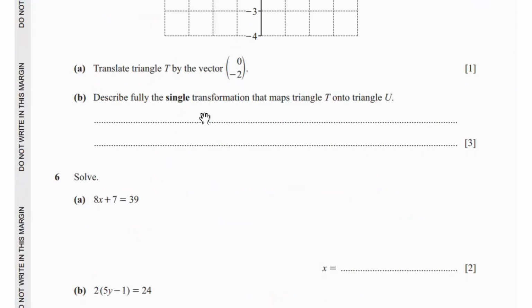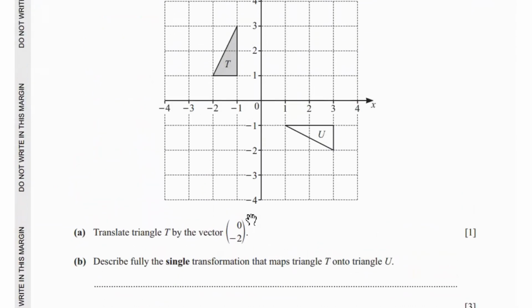Then describe fully the single transformation that maps T onto U. Now triangle T onto U is going to be a rotation. As you can see, the direction of the shape has changed. Size is the same, so it's not an enlargement. And it's not a translation because in a translation, the direction doesn't change. So we have to figure out what the rotation is: by how many degrees you are rotating, what is the direction of the rotation, and what is the center of the rotation.